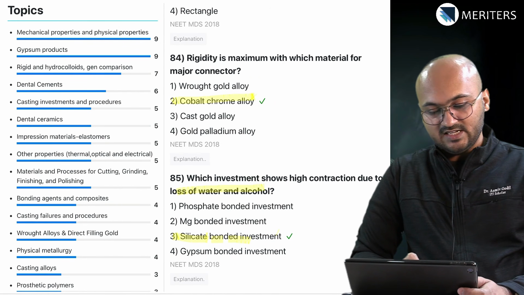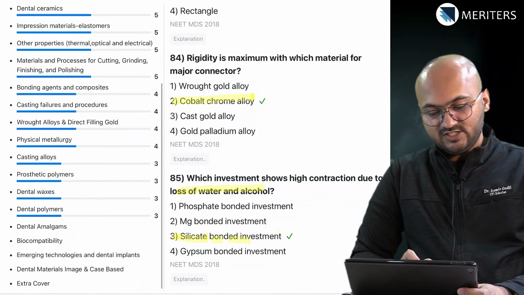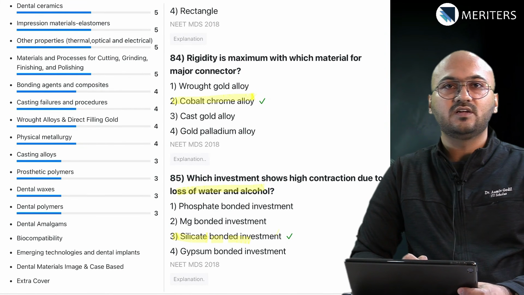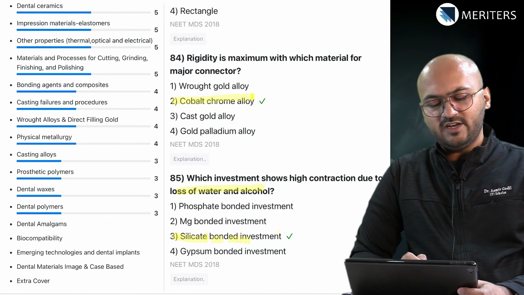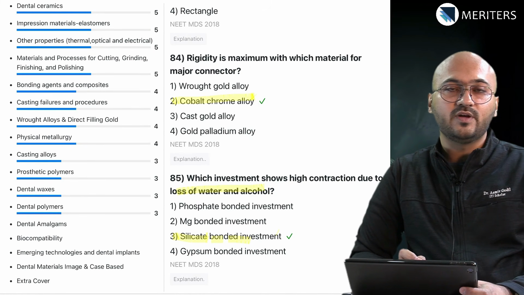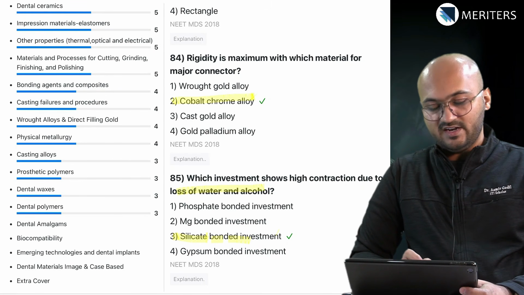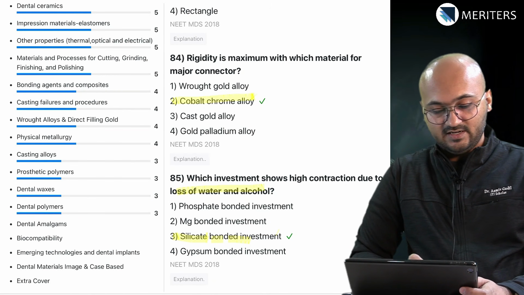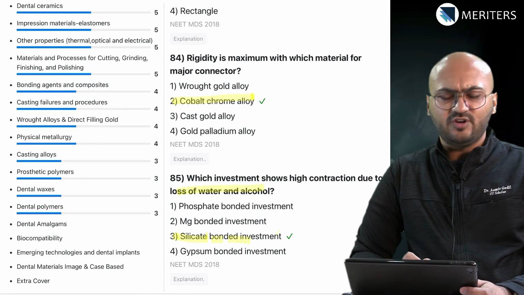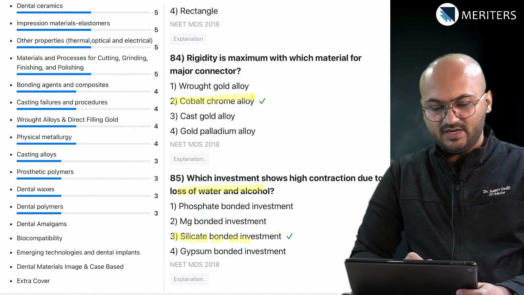Then we have casting and casting alloys, and fewer questions, no questions from amalgam surprisingly, but it's an outdated concept. So material wise, you may not expect a lot of questions. Go through the basics, of course. You will expect a lot of clinical questions in operative dentistry. So make sure that you are doing that correctly. And polymers also, a few questions here and there. More on self-cure, heat cure differences and their properties.